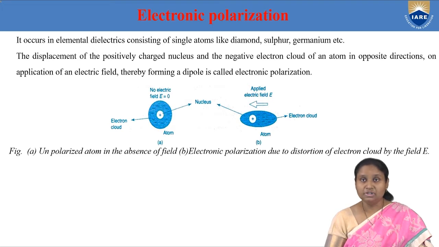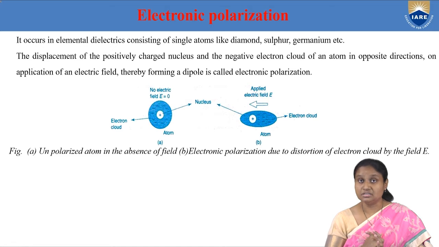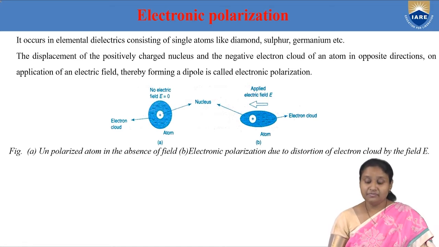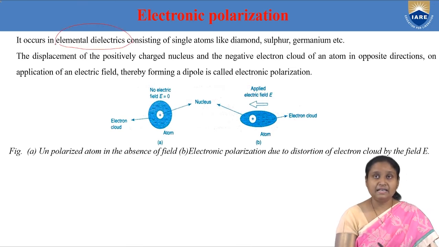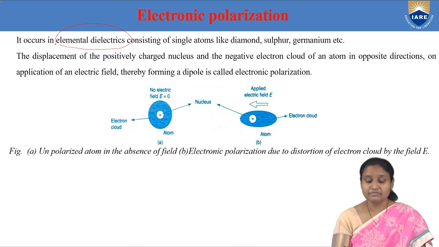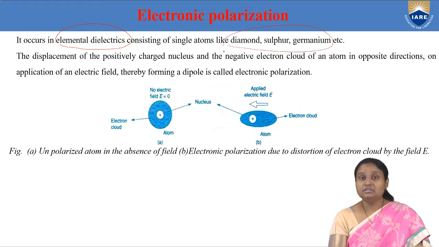As I have told you, electronic polarization occurs in dielectric materials which consist of single atoms. For that we have taken examples. As we know, it occurs in elemental dielectrics. In elemental dielectrics, we have considered diamond, sulfur and germanium. Diamond is made up of single carbon atoms, sulfur is made up of single sulfur atoms, and germanium is made up of single germanium atoms.